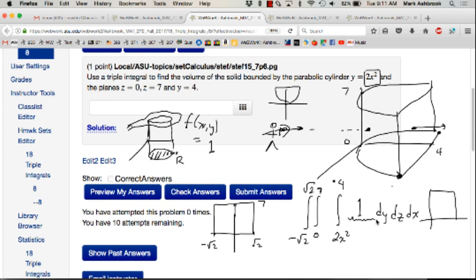So the analogous situation in a triple integral is that if you integrate 1, you're going to get the volume of the thing you're integrating over. Over here, if you integrate 1, you get the area of the region. Here in a triple integral, if you integrate 1, you get the volume of that thing that you're integrating. Okay, so that should be easy to solve. Questions on this example?